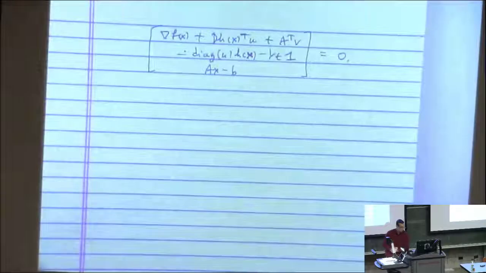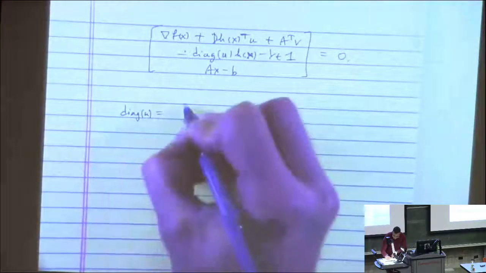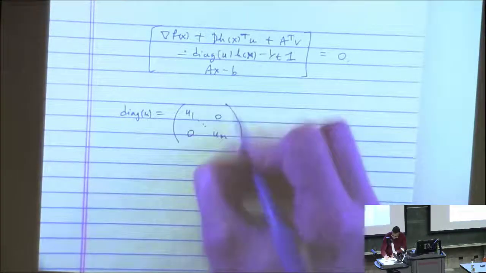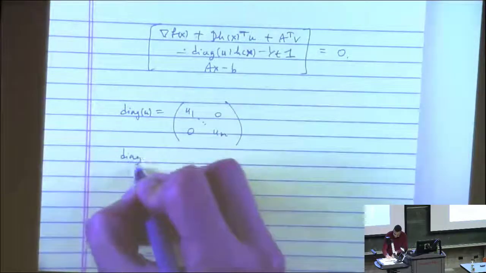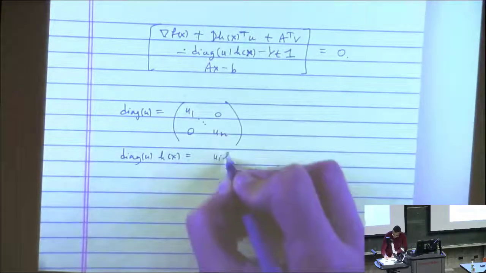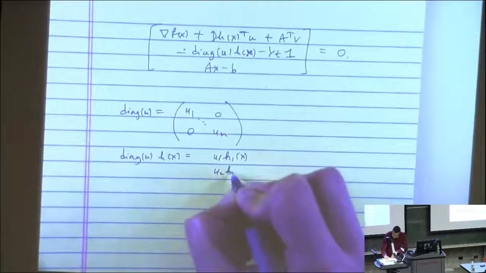Okay, so hopefully this notation is clear to everybody because we're going to use it to develop the primal dual interior point method. Let me pause, see if there's questions. Okay, diag of u, just to be clear, is the diagonal matrix with the u's on the diagonal and 0 everywhere else. So diag of u times h is just the vector that's u1 h1 of x, u2 h2 of x, etc.